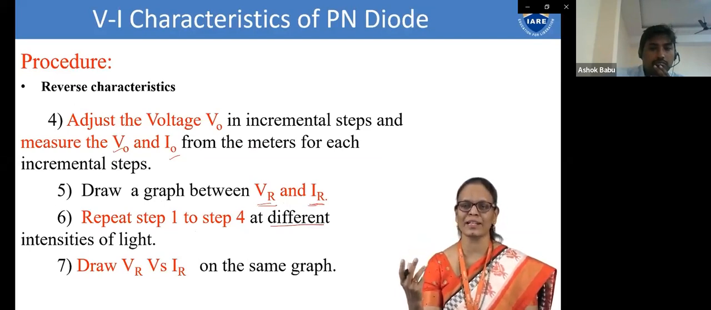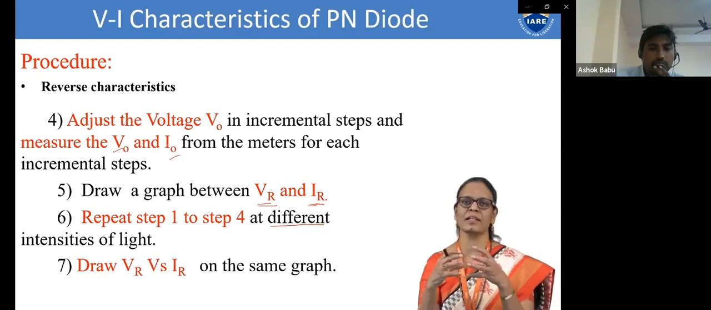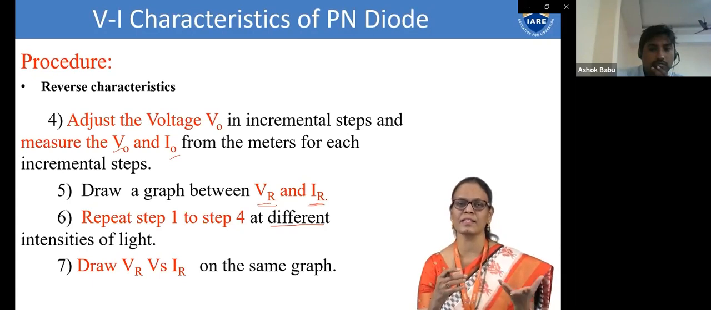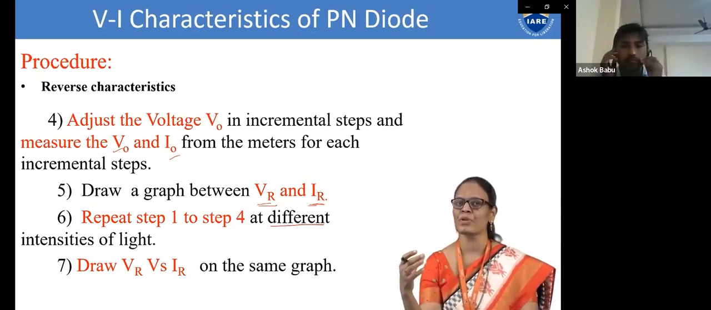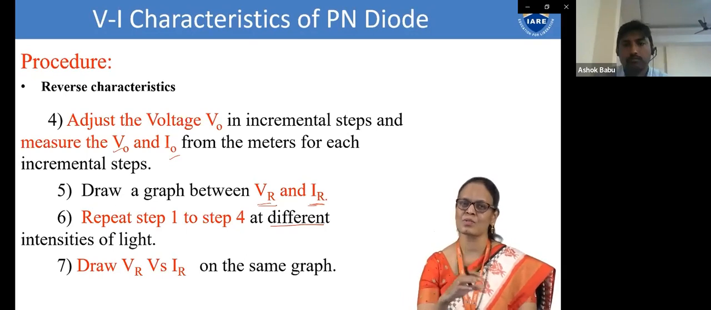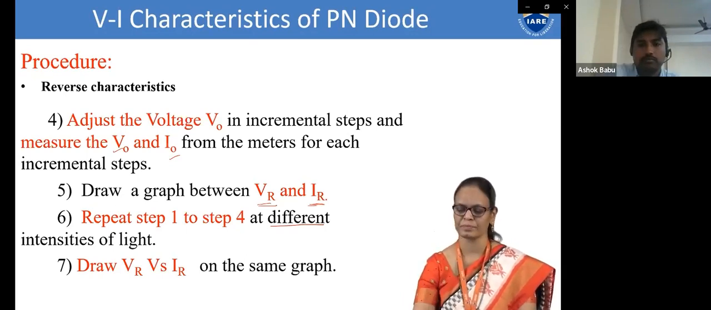There are two ways in which you can vary the intensity of light. One is on the kit, you have a lamp control where you can increase the intensity of light so that the amount of light falling on the photodiode increases. Or the other way is to decrease the distance between the source, the lamp, and the photodiode. As the distance decreases, because it is inversely proportional to the square of the distance, the intensity of light increases. So either way you can do. Either you can use the lamp control, or you can vary the distance between the source and the photodiode.